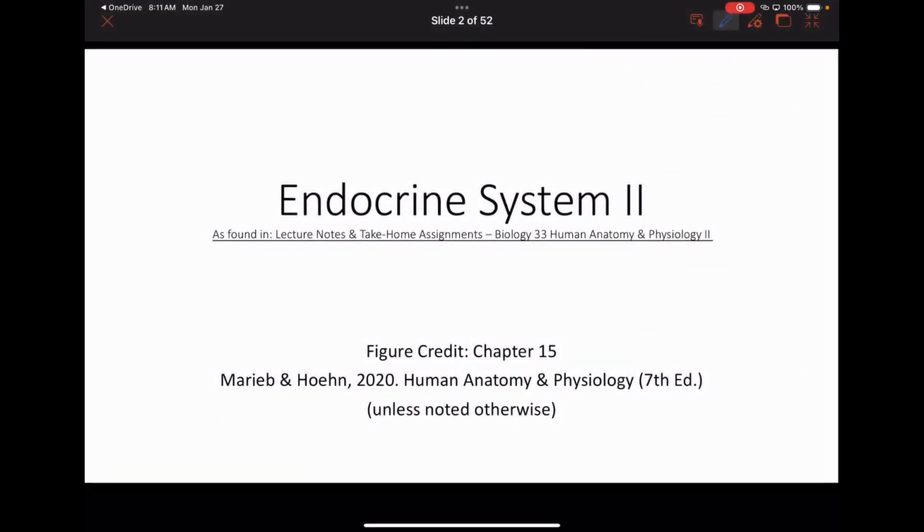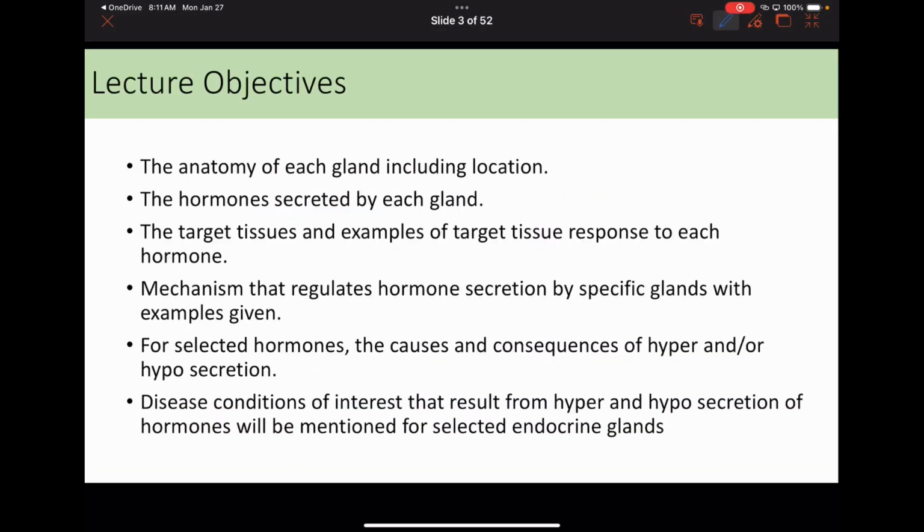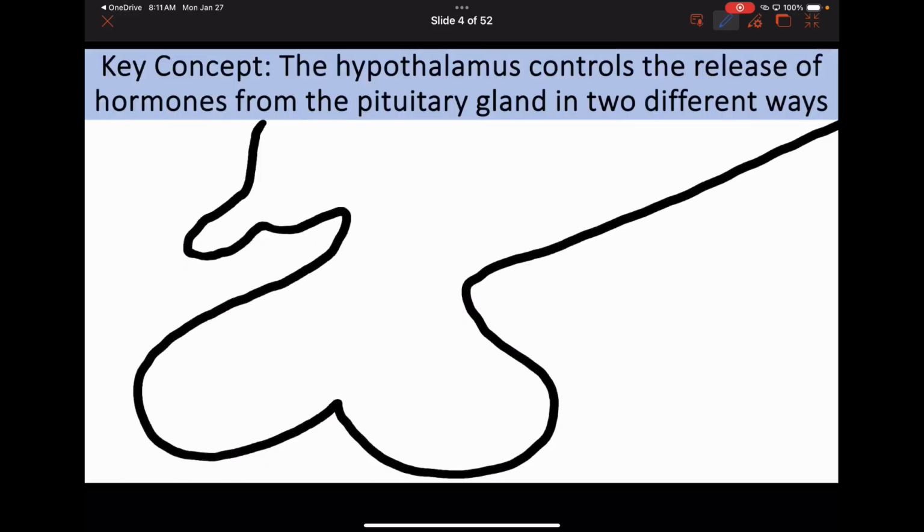Okay, so endocrine system 2, we'll go over the anatomy of each gland, including location, the hormones secreted by each gland, the target tissues, and examples of target tissue responses to each hormone. We'll talk about the mechanism that regulates hormone secretion by specific glands with examples given. For selected hormones, we'll talk about the causes and consequences of either having a hyper or hyposecretion, and then we'll talk about lots of diseases that result from either a hyper or hyposecretion of those hormones.